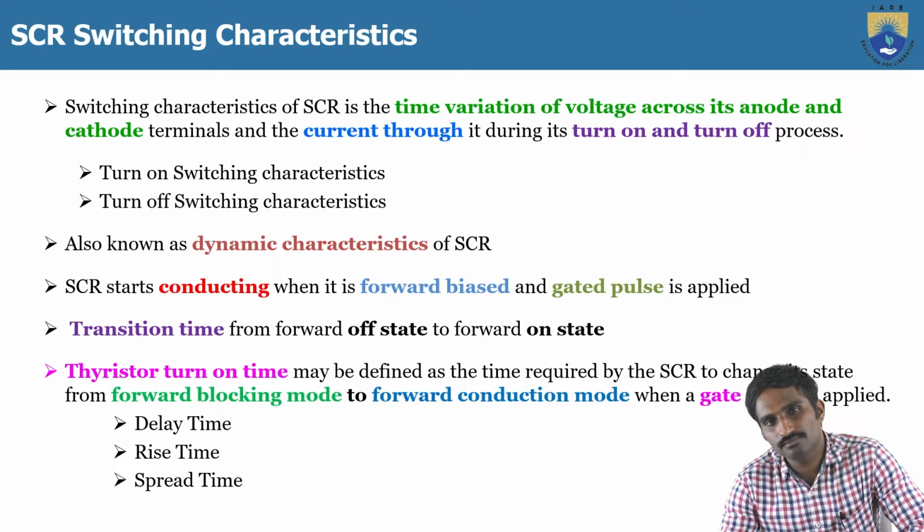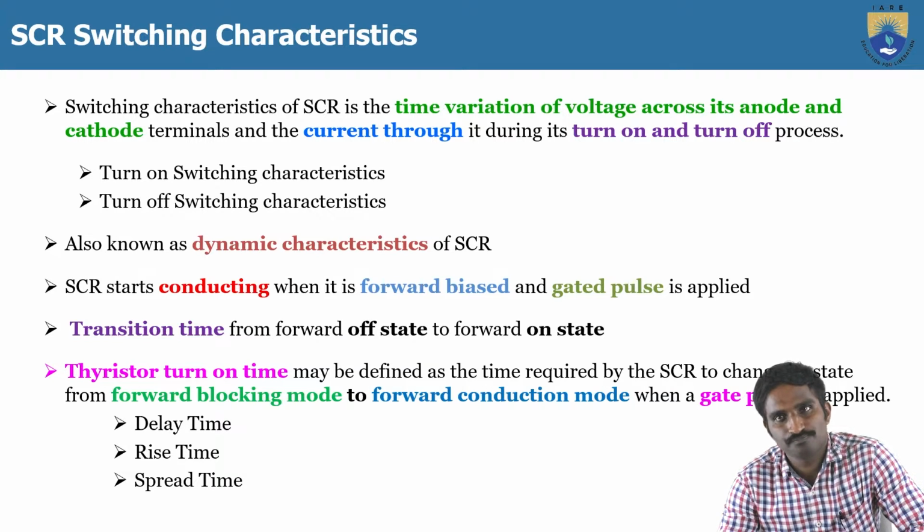As we discussed in the earlier topic, the triggering methods, we also discussed gate triggering. As I told you, gate triggering is the most popular triggering method compared to all the other methods we discussed in the previous section. There are two conditions to turn on the thyristor. One is that you must apply the forward biased voltage across anode and cathode, and you must give the gate signal so that the thyristor will get turned on.